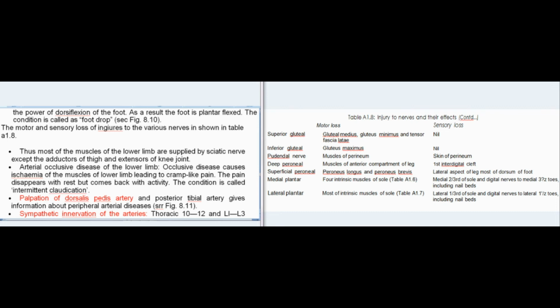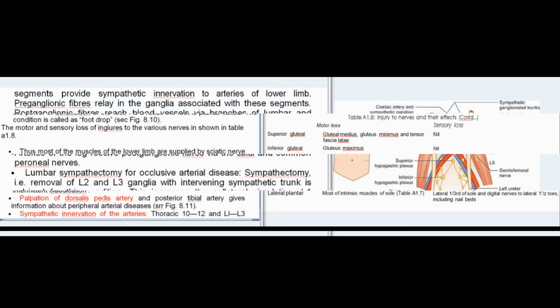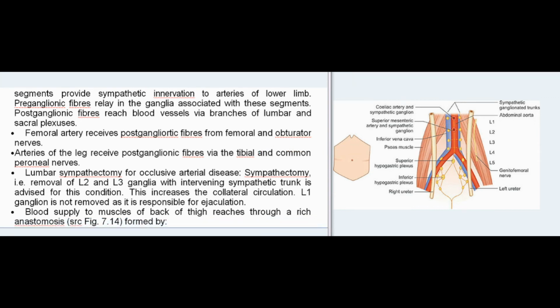Sympathetic innervation of the arteries: thoracic 10-12 and L3 segments provide sympathetic innervation to arteries of lower limb. Preganglionic fibers relay in the ganglia associated with these segments. Postganglionic fibers reach blood vessels via branches of lumbar and sacral plexuses. Femoral artery receives postganglionic fibers from femoral and obturator nerves. Arteries of the leg receive postganglionic fibers via the tibial and common peroneal nerves.